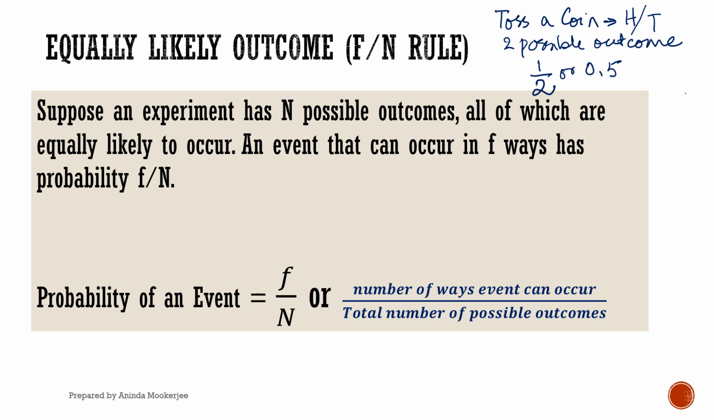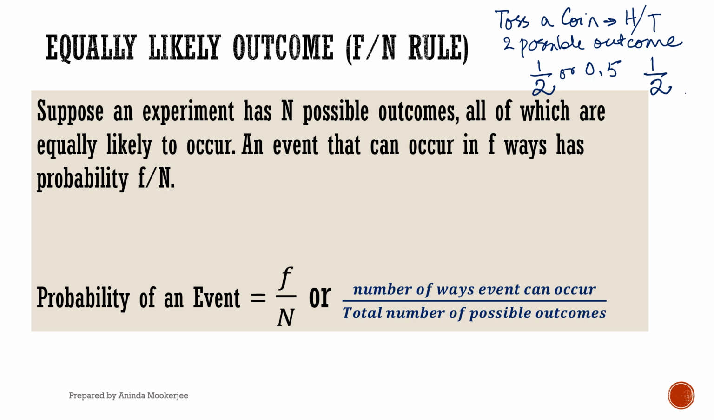Likewise, the coin has one tail and a total of 2 possible outcomes. So the probability of the coin landing on its tail is also 1/2. And that's what the equally likely outcome means. It means that every outcome has an equal chance of occurring.